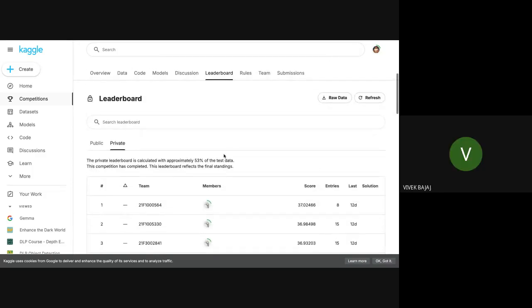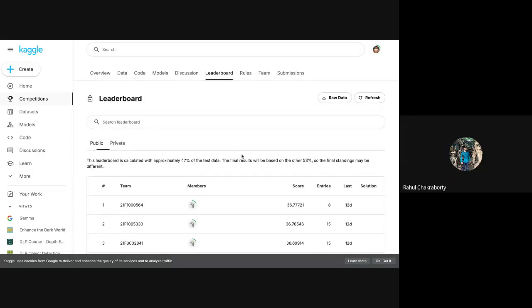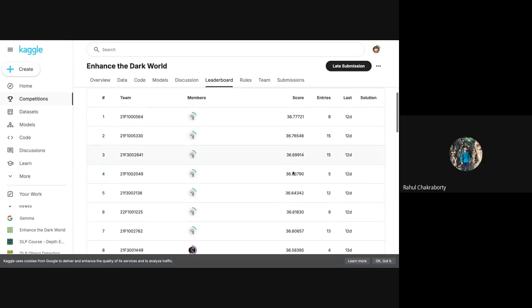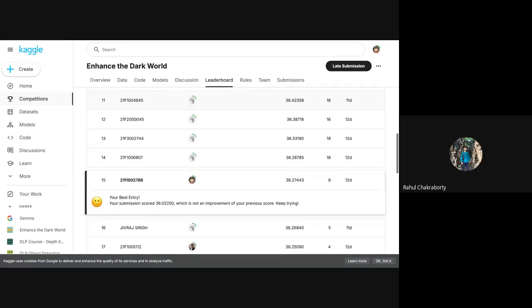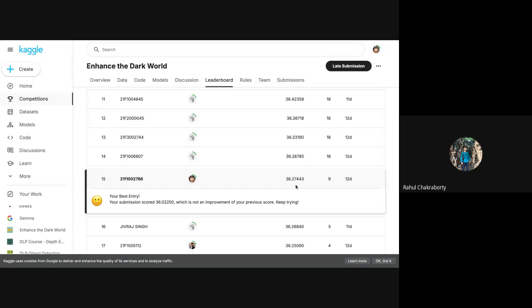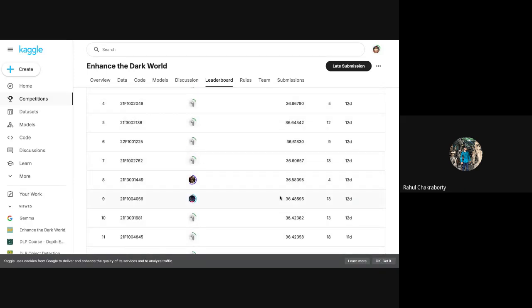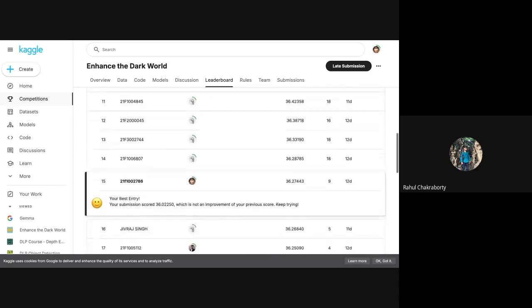So see, where is it? This is the private one. Just leave the private one. So look at the public scores. So you can see the score. The top one is 36.77, followed by 36.7. Yeah, very close, extremely close. Right. So this is a PSNR score. I was at 36.27.